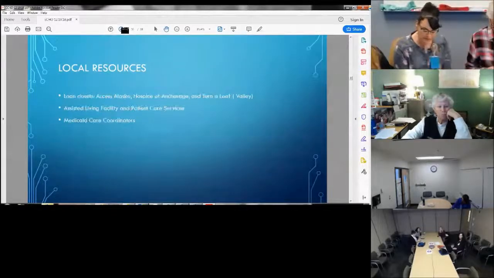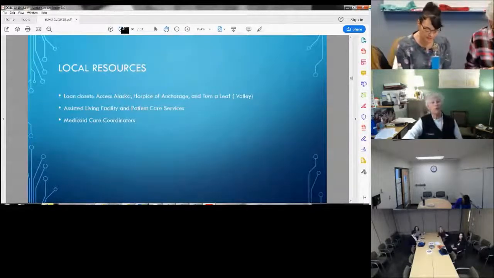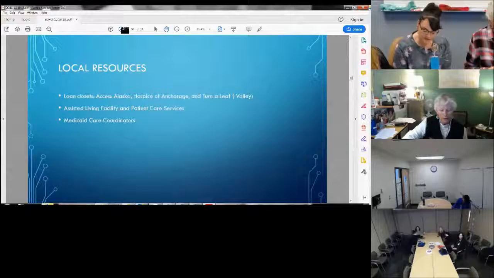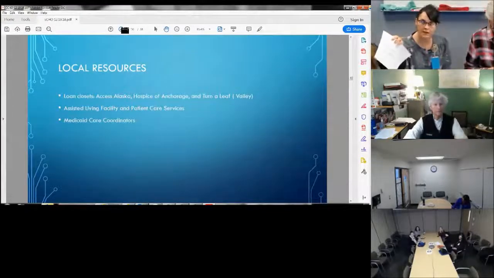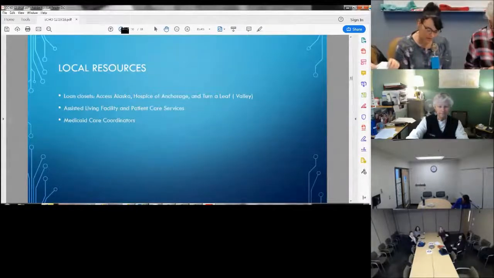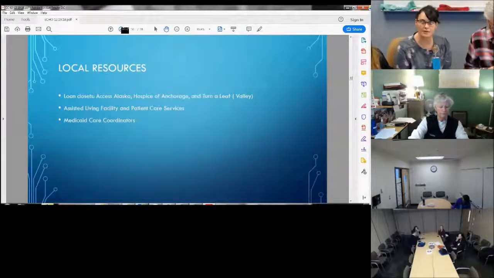Some local resources that we look at for DME and loan closets are Access Alaska, Hospice of Anchorage, and Turnaround, which is in the Valley. We think about assisted living facilities and PCA services if the patients are eligible. We also think and wonder how we might be able to qualify them for those services. And then we also look at Medicaid care coordinators and the programs that fall under that category.